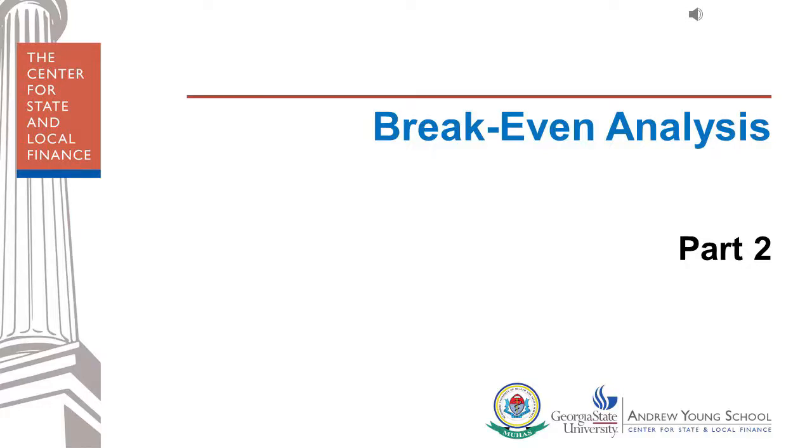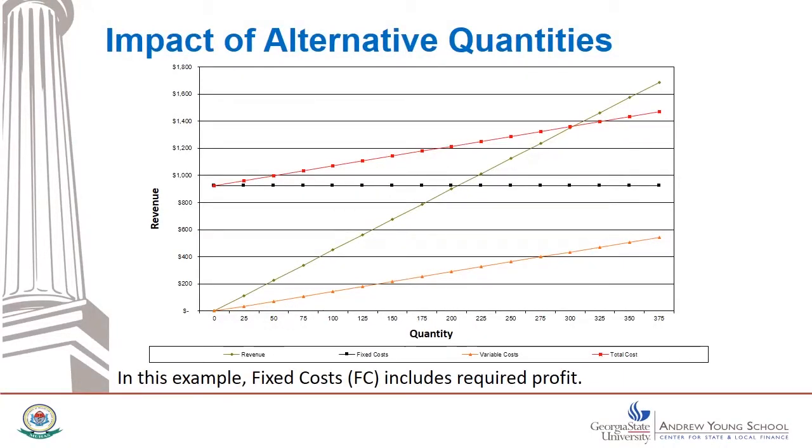This module examines break-even analysis. A common graphing method is to plot alternative quantities used in the formulas, essentially baking different quantities of pies. Our fixed costs of 925 stay the same regardless of the quantity level, so the solid black line is plotted across the graph.